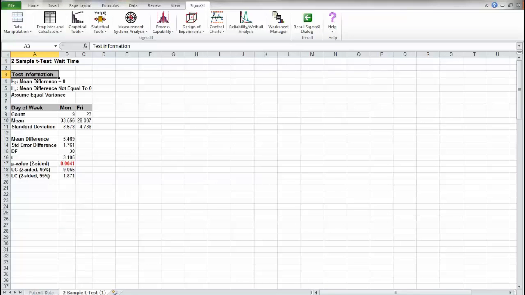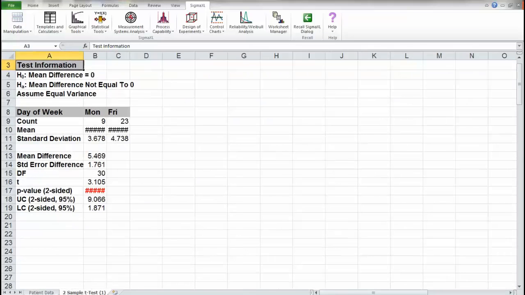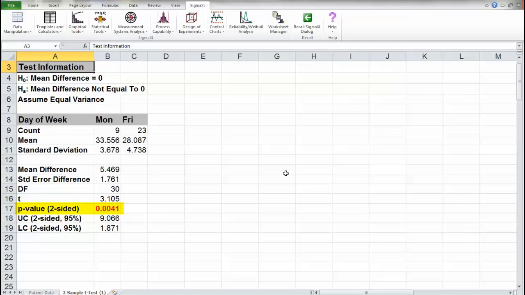We immediately get this nice analysis. We'll enlarge this a little. And the first place we might look is the p-value. P is low. The null must go. We reject the null. That immediately tells us that there is a difference between wait times on Monday and Friday, a statistically significant difference.